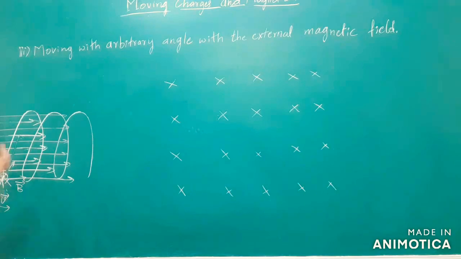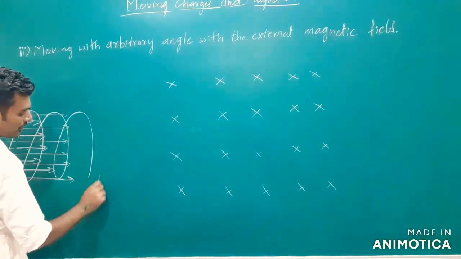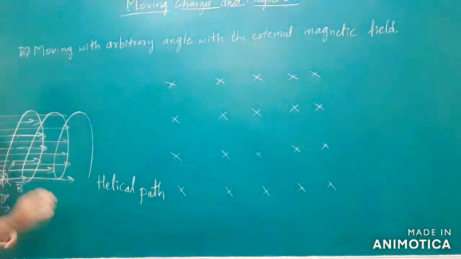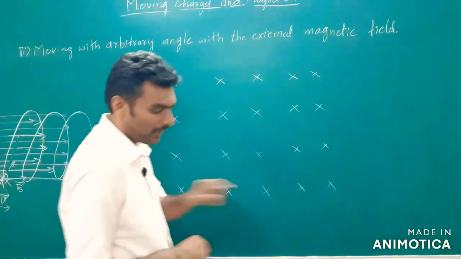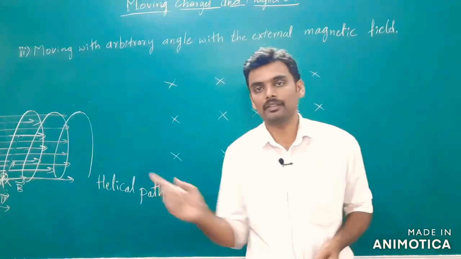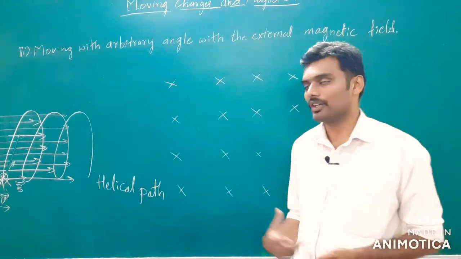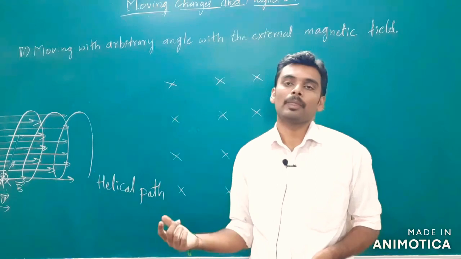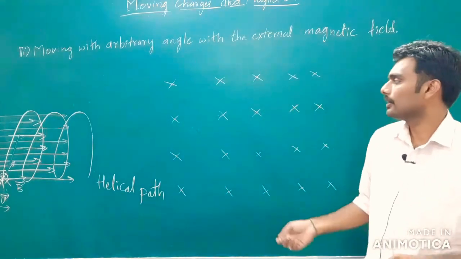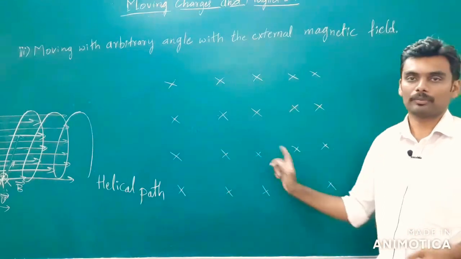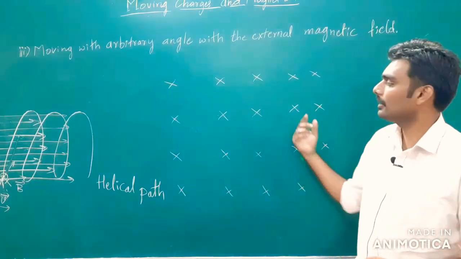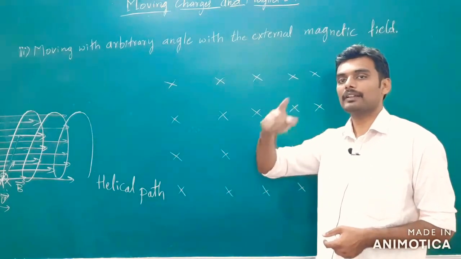So, when the body moves at a certain arbitrary angle with the external magnetic field, the path traced by the body is a helical path. Okay? Three cases. First, parallel: there is no change in the path, it keeps on moving in a straight line in the original direction. Second case, when the body enters the field perpendicular to it, then it traces a circular path. When the same body enters the field at a certain arbitrary angle, then the charged body will take a helical path.